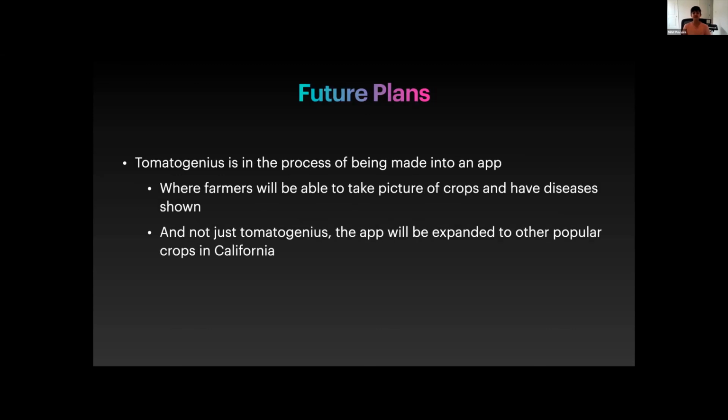As for my future plans, Tomato Genius is right now being made into an app where farmers will be able to take pictures of crops and see whether there are diseases or not. The goal of this is just to increase automation. It's definitely not to be better than people looking at leaves and identifying diseases. This app will also be expanded to other popular crops and not just tomatoes, such as grapes and wheat.